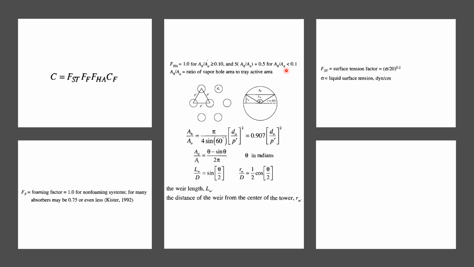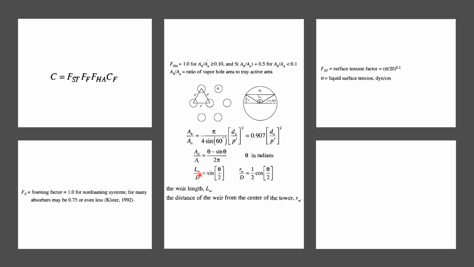Now, this is something that we will see later on during the example, but it will always be helpful to determine the length of the weir and the distance of the weir from the center of the tray. And in order to know that, we need the angle theta. So if we determine theta, we can easily calculate LW, the length of the weir, and RW, the distance of the weir from the center of the tray.